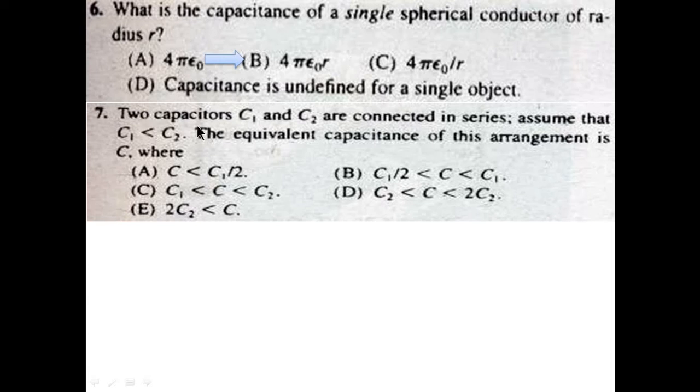Next MCQ: two capacitors C1 and C2 are connected in series. Assume that C1 is less than C2. The equivalent capacitance of this arrangement is C. Option A is C less than C1 by 2, or C1 by 2 is less than C is less than C1, or C1 is less than C is less than C2, or C2 is less than C and this is less than 2 of C2, or 2C2 is less than C.